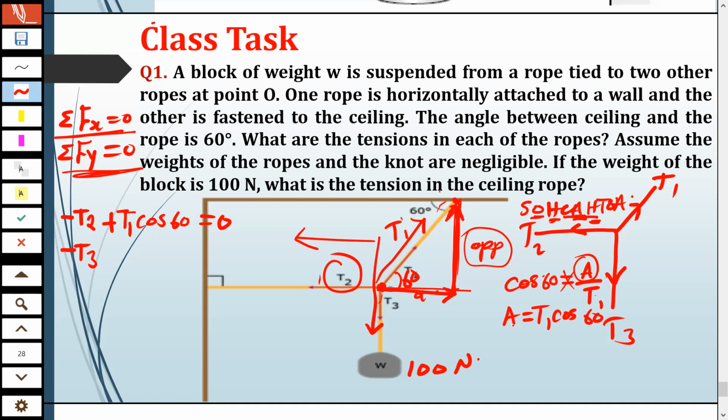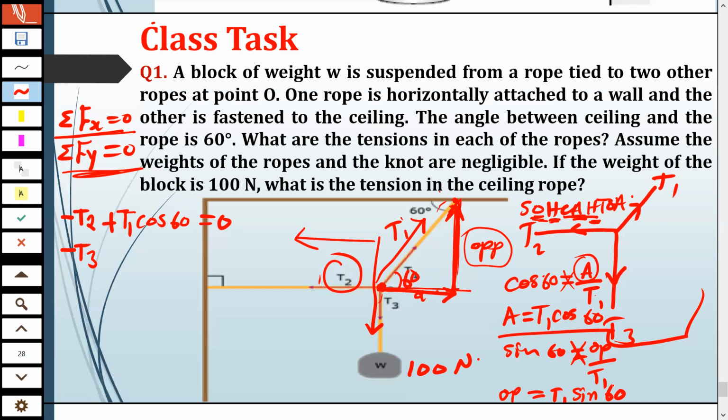So we're going to have something here. I'm going to write something. So we have sine 60 is equal to the opposite over the hypotenuse. So we have the opposite there over the hypotenuse, which is T1. So we cross multiply there to find the opposite, and this is going to be equal to T1 sine 60.